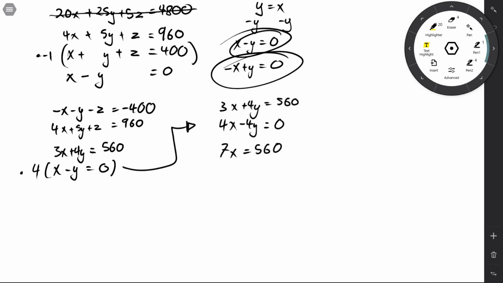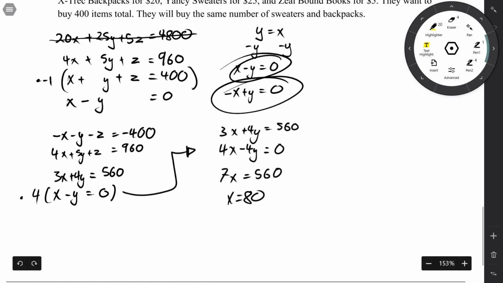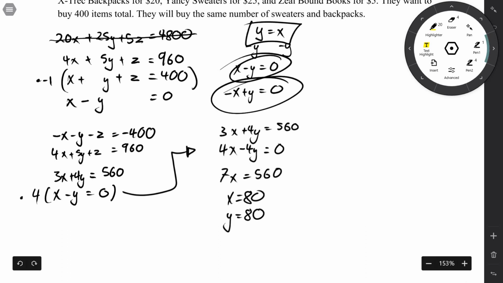Now if we divide that 560 by 7, we should get 80. So x equals 80. Now I'm going to take a quick step back, and remember, we had an equation that's going to make this very easy. Y equals x. That means y equals 80 as well. We have 2 of the 3 numbers. We just need to figure out z. I'm going to plug it into this middle one. So we have 80 plus 80 plus z equals 400. That means 160 plus z equals 400.